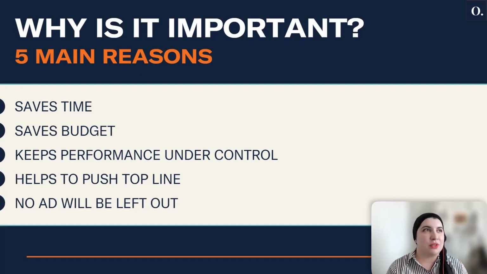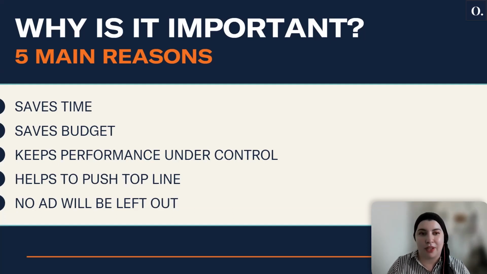The fourth reason for using Amazon PPC automation is that it helps you to push top line. So as I mentioned in the previous point, if you have a very high sales volume target that you want to reach, and you're seeing that your spend is not going as you want, your campaigns are not delivering as much as you would like, you can set up a higher target ACoS and let your campaigns capture more traffic to drive higher sales volume.